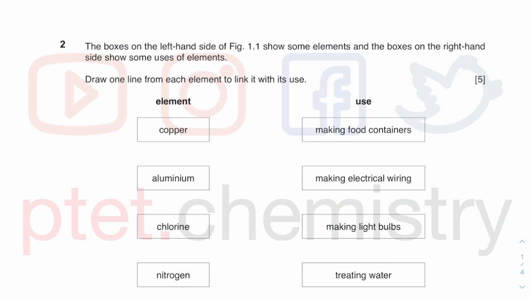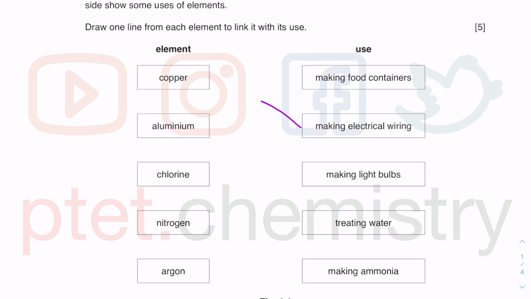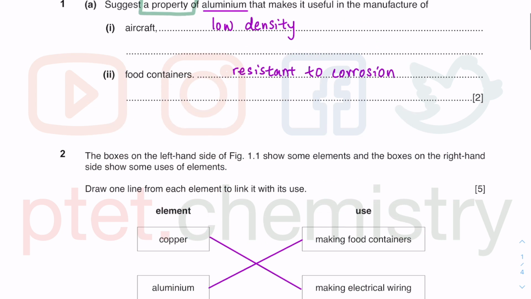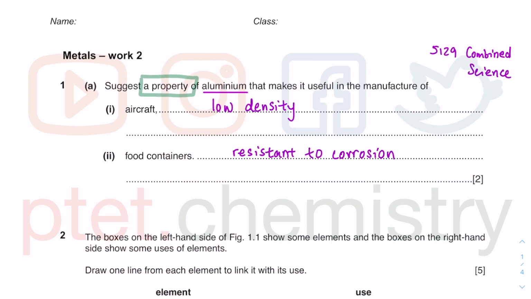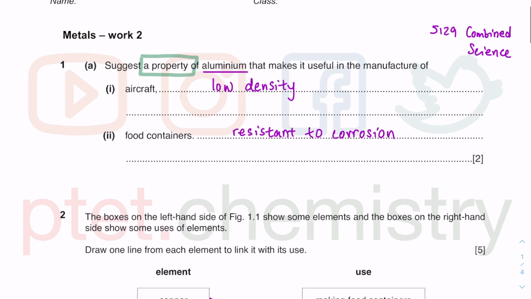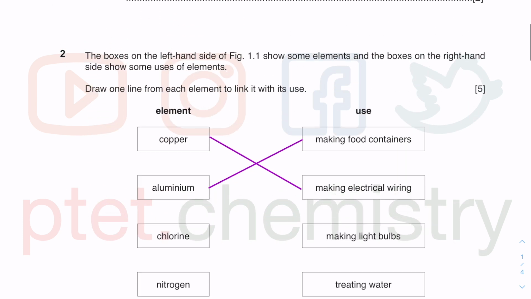Question number 2, so we have to link the elements, the metals, and some non-metals with their uses. So copper is used to make electrical wiring. Aluminium is used to make food containers. That was following on from the first part of the question. If you read correctly, aluminium is used to make food containers because it's resistant. It doesn't corrode easily because it has a protective aluminium oxide layer.